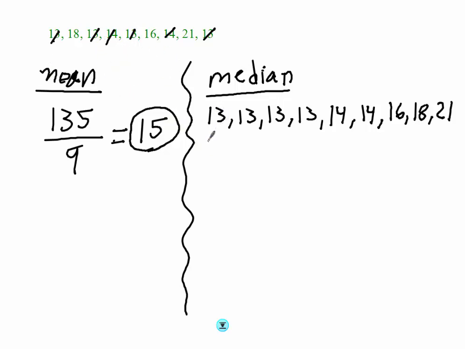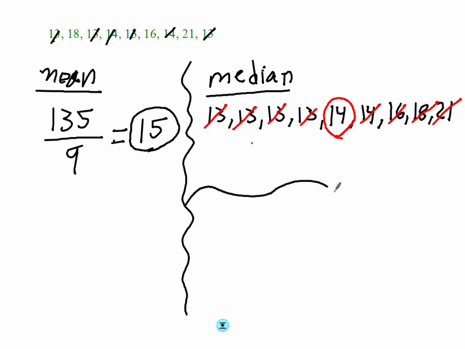Since we have 9 values in our total data set, we know that the middle one is actually going to be the 5th number. So what I like to do is cross off 1 from the beginning, cross off 1 from the other side, again and again, 1 from the beginning, 1 from the other side. We're left with 1 number in the middle, so your median is 14. The other thing you can do is, since there's 9 values, the 5th one will be our median. 1, 2, 3, 4, 5. 14 is your median.